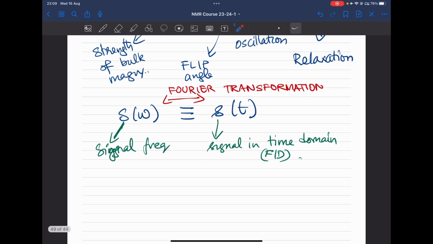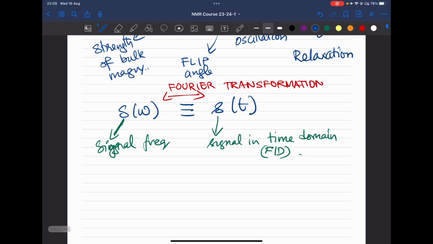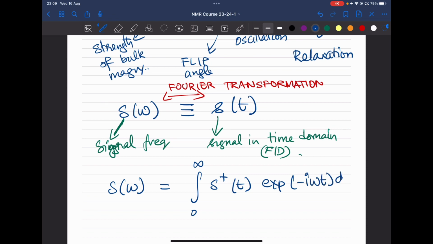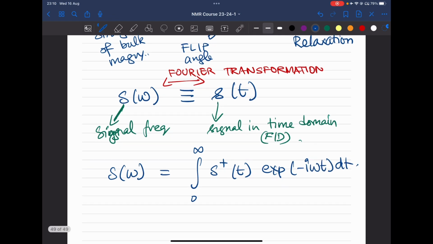So how does one write the Fourier transformation? The Fourier transformation of capital S of omega is given by 0 to infinity S plus of t times exp minus I omega t dt. This is basically the definition of Fourier transformation, where this is called the integrand. Depending upon the various types of transformation, this part will keep changing. You could have a wavelet transformation, you could have a Lorentz-Gauss transformation. There are different types of transformations that one could do.